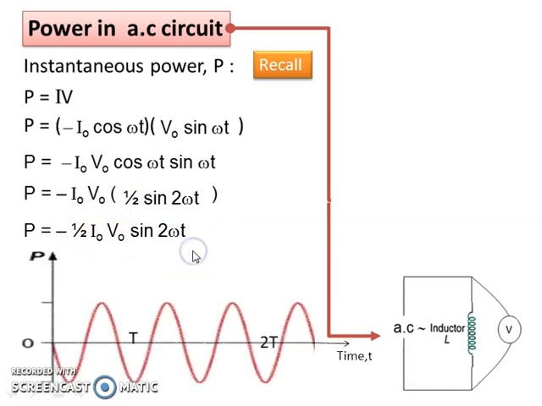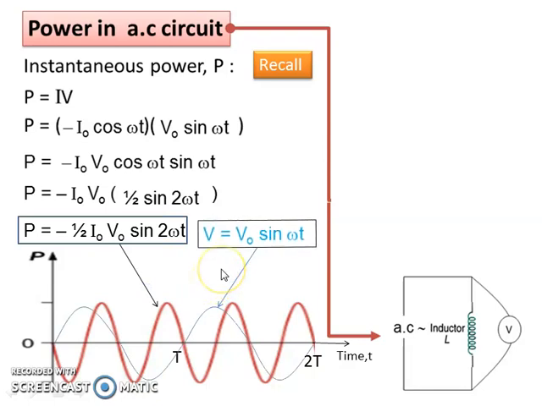Now we plot the graph of P against t. For sine 2 omega t, we have double frequency, same as before, but this time, because of the negative sign, we plot oppositely from the previous power, starting with the negative side. So this is the graph of P equals negative half I naught V naught sine 2 omega t.